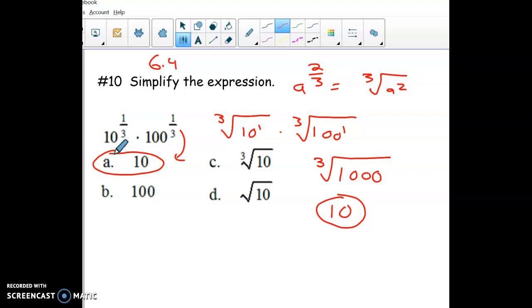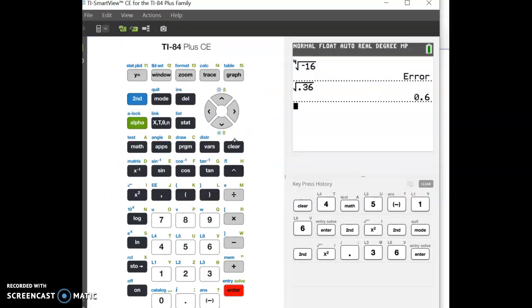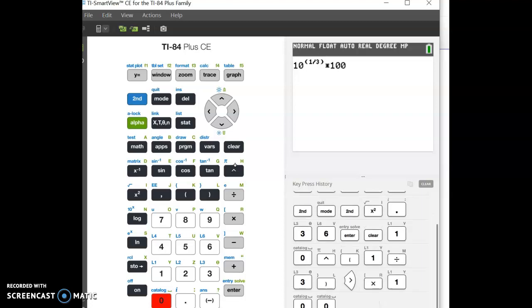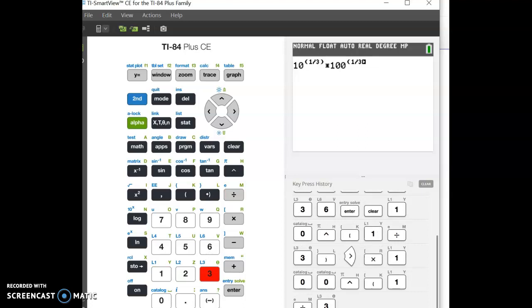Please note you could also type this whole thing in. If you don't have X in the question, one handy trick is you could type it in just to verify. So I could do 10 to the power of 1 divided by 3 times 100 to the power of 1 divided by 3. Okay, and verify that it does indeed equal 10.